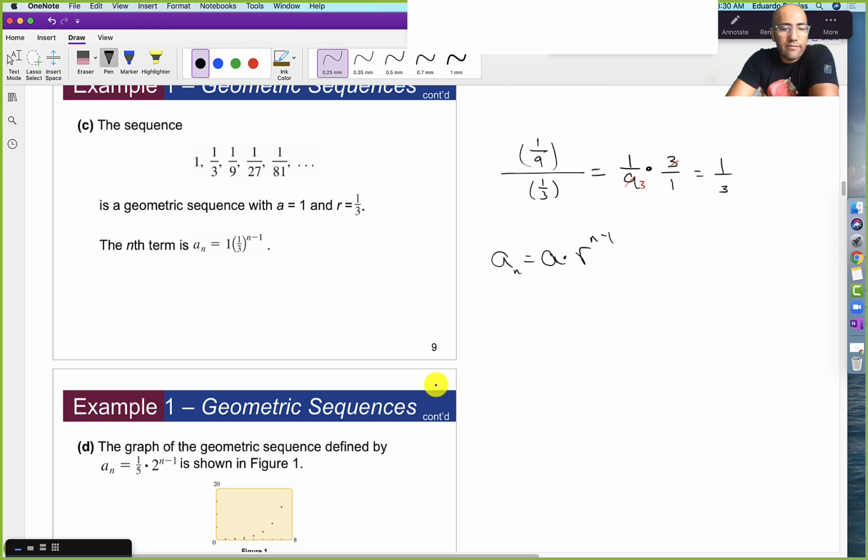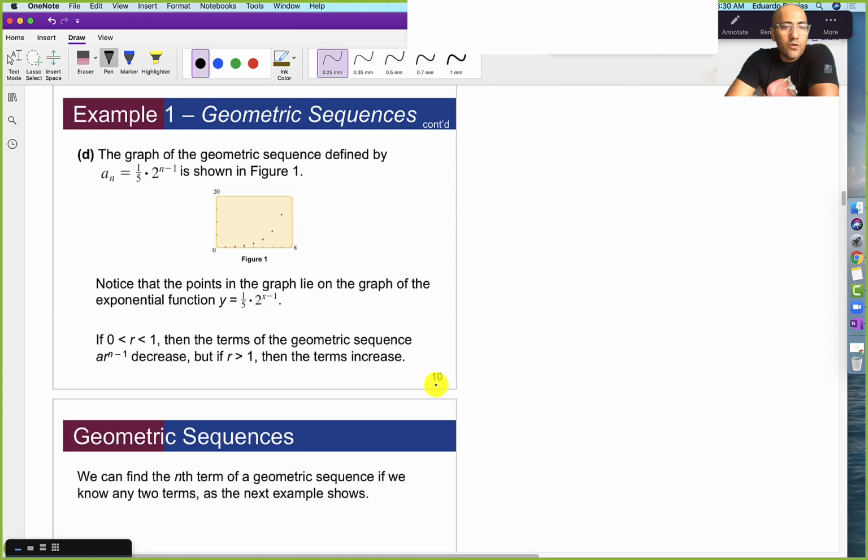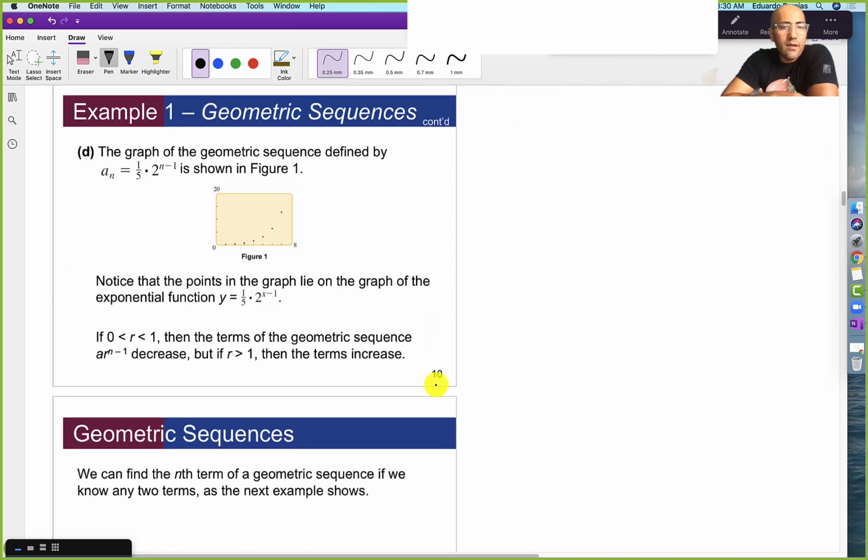Let's look at a graph. Let's see what happens when we graph them. The graph of a geometric sequence is defined by a sub n equals 1/5 times 2 to the n minus 1, as shown in figure 1. Note that the points on the graph lie on the graph of the exponential function. So what's the difference between these two? We have a sub n is equal to 1/5 times 2 to the n minus 1. This is a geometric sequence.